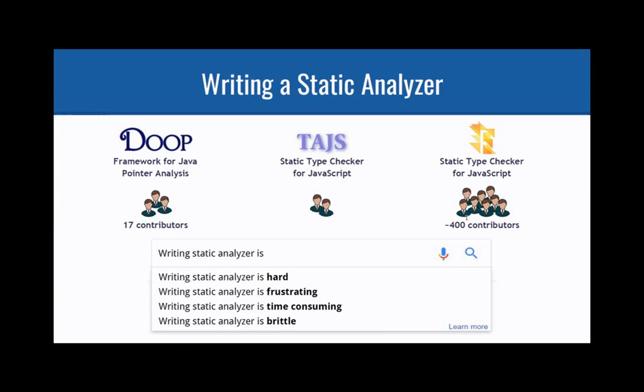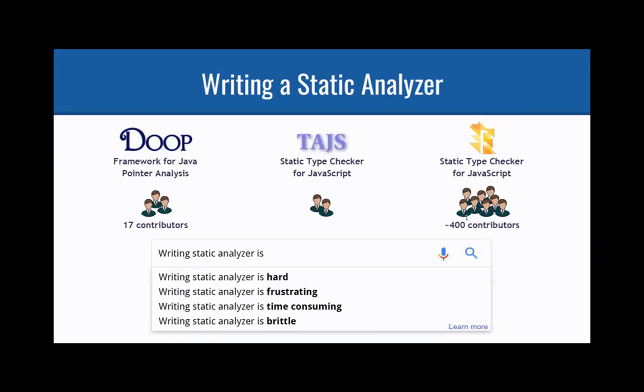As you all know, writing a static analyzer is hard. It can be frustrating, it can be time-consuming, it can be brittle. And there are many people who have already tried to do this, both in industry and academia. If you look, for example, at one of the state-of-the-art systems, such as Facebook Flow for JavaScript, there are more than 400 contributors writing this software.